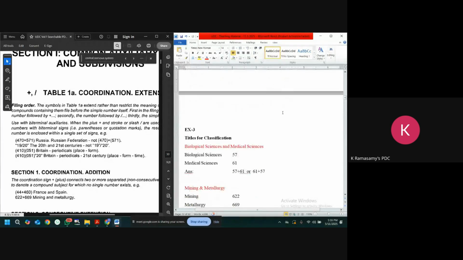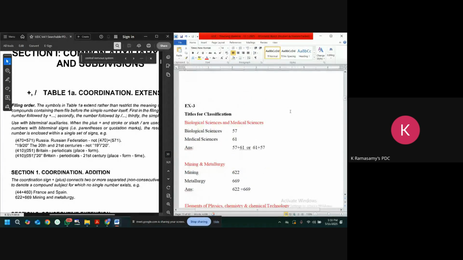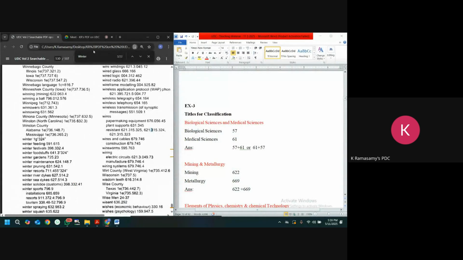Okay, for example, we'll go here. There is a book like this. You're receiving a book in the library called Biological Sciences and Medical Sciences. What's the name of the book? Biological Sciences and Medical Sciences. So what I do is that I go to the index, because I don't know what the number is for biological sciences or for medical sciences. I don't know. So let me go to the index.